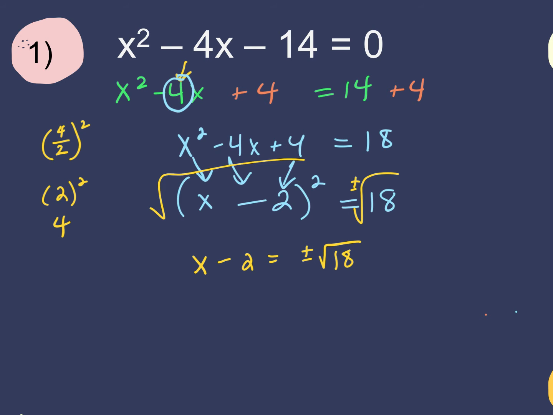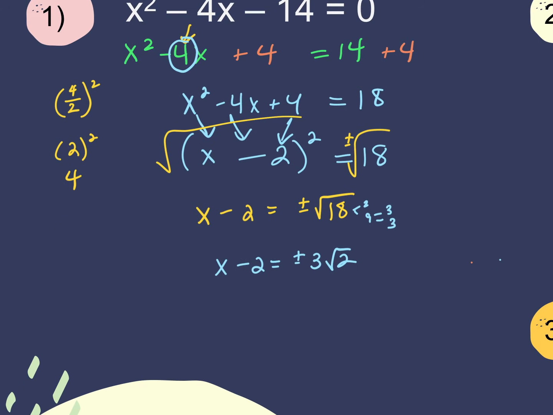Can I simplify square root 18? Yes, that's 2 and 9, which is 3 and 3, right? So this becomes x minus 2 equals plus and minus 3 square root 2. And then add the 2. So I get x equals, the 2 can be at the front or the end, it doesn't matter as long as the plus and the minus is on the 3 root 2. The plus and minus has to stay on the 3 root 2.